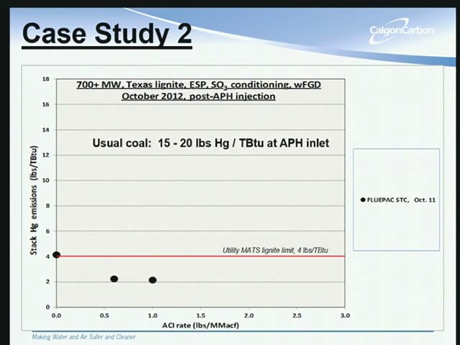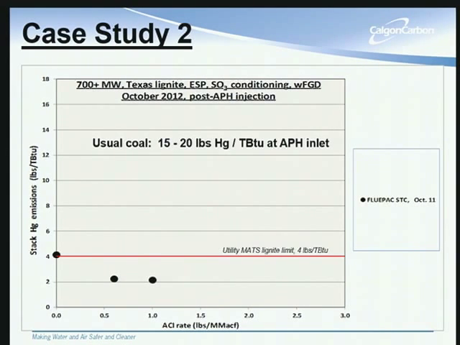One other case study I wanted to share with you. This was carried out at a Texas lignite-fired site with an ESP. They also employ SO3 flue gas conditioning, but thanks to the sulfur in the coal, they also have native SO3 to deal with. Okay. Usual coal on a good day contained about 15 to 20 pounds of mercury per trillion BTU, already pretty high. And when you look at the emissions without any carbon injection, you wondered what did they have to worry about, right? And indeed, with just a little bit of PAC, you're already well under the compliance limit.